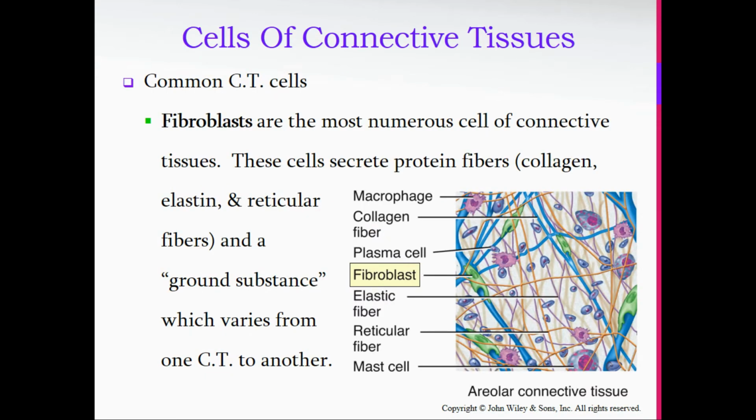Common connective tissue cells. Anytime you see the word blasts, that's going to be a type of cell. Blasts or cytes always mean cell. Fibroblasts are the most numerous cell of connective tissue. They are the cells that secrete the protein fibers, either going to be collagen fibers, elastin fibers, or reticular fibers. And they also secrete the ground substance, which will be different from tissue to tissue. So it could be fat, it could be the calcified ground substance, so on and so forth.